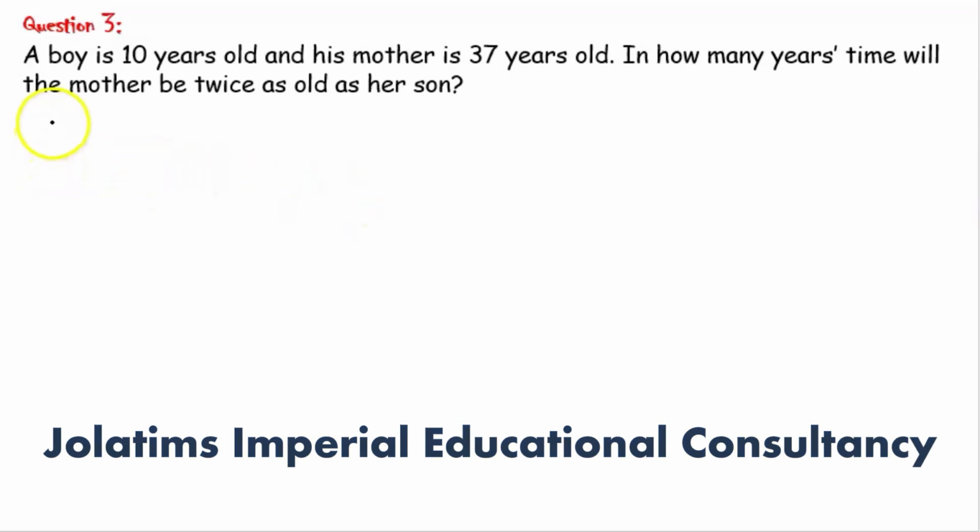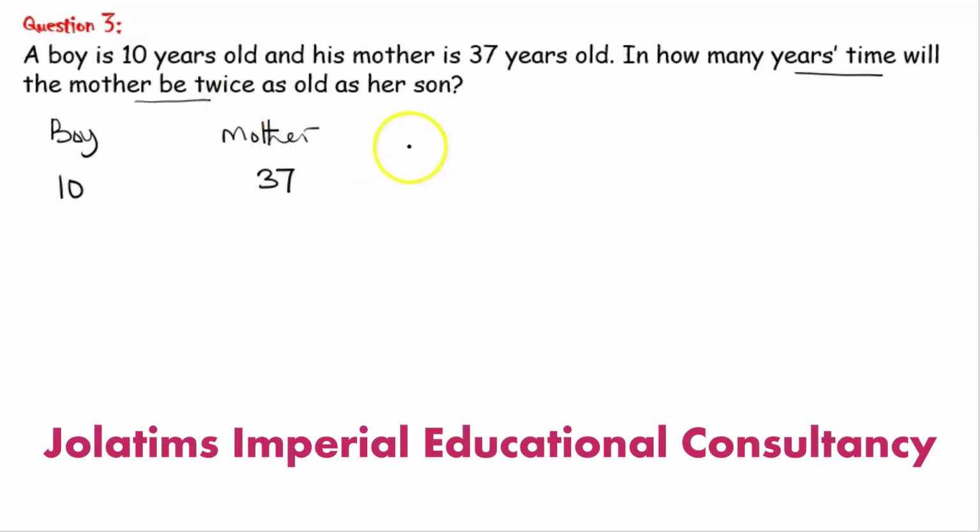All right, so we have two things to consider here. We have the boy and we also have the mother. So we are told that the boy's age is 10, while that of the mother is 37. Now we are being asked to tell in how many years' time something is going to happen. In other words, when will the mother be twice as old as her son?